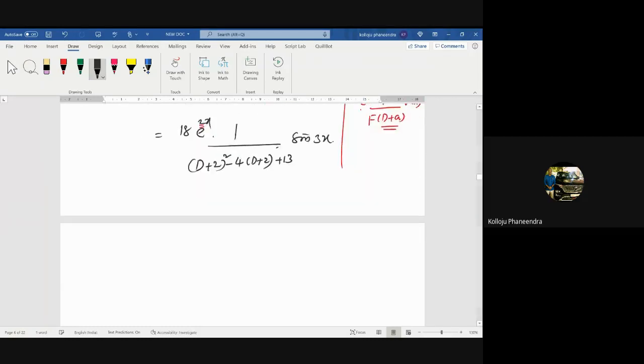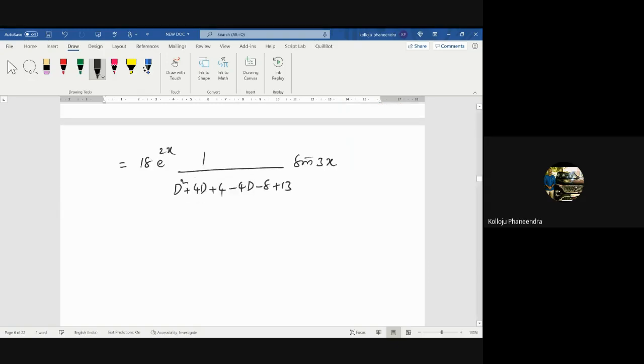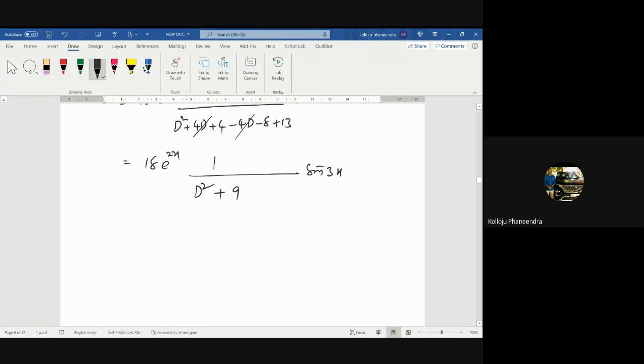That is equal to 18 into e to the power of 2x, 1 by d square plus 4d plus 4 minus 4d minus 8 plus 13, sine 3x. That is equal to 18 into e to the power of 2x, 1 by d square. These two terms get cancelled, and what is this? 4 minus 8 plus 13, how much? 9. Sine 3x. Now let us operate.